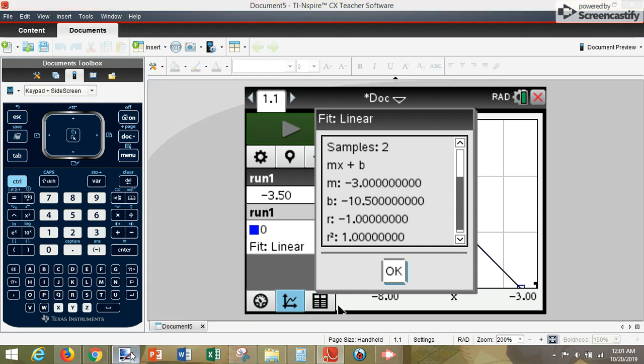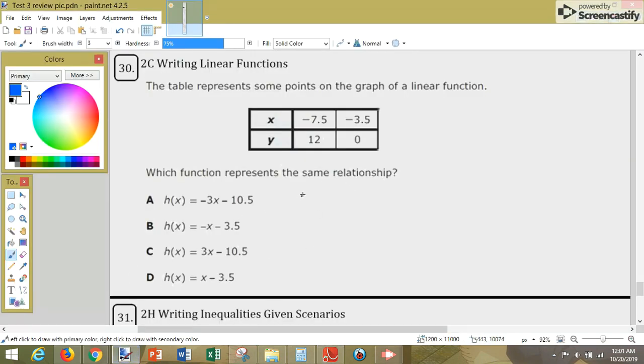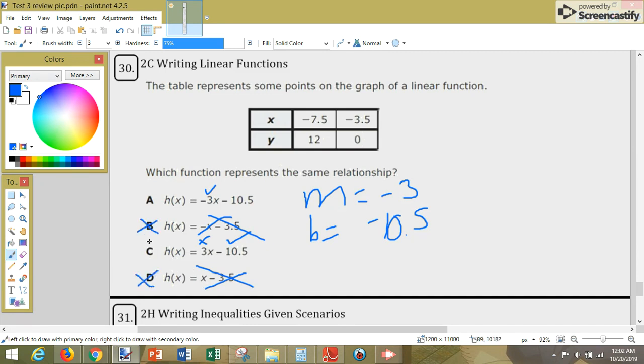So let's go ahead and write those down on our paper. M equals negative 3 and b equals negative 10.5. So this one does not work at all. This one, the slope is wrong, but the b is correct. And this one is completely wrong. So our answer is A.